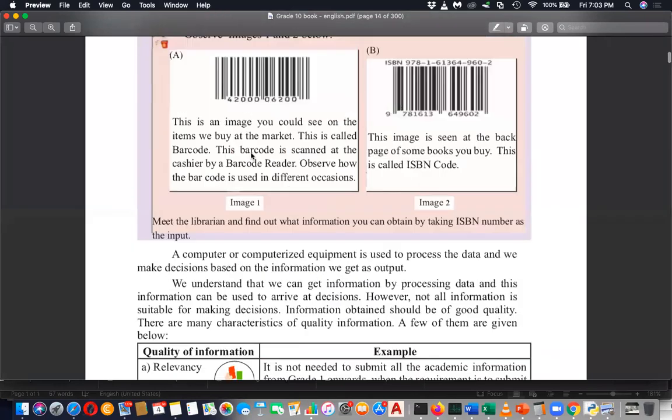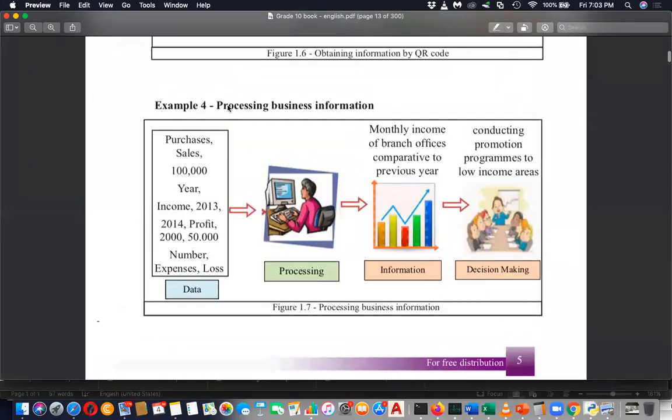So one important concept is that any information system has three components: data, processing, and information. Any information system has three components, and you must remember that. Give data, process that, and produce information. That is compulsory. In any kind of information system, you have these features: data, process, and information. That you have to remember.